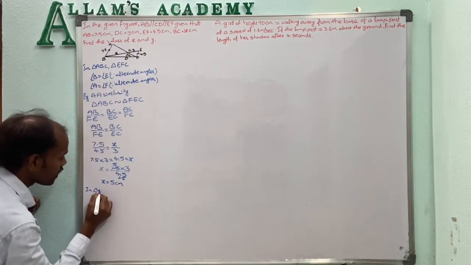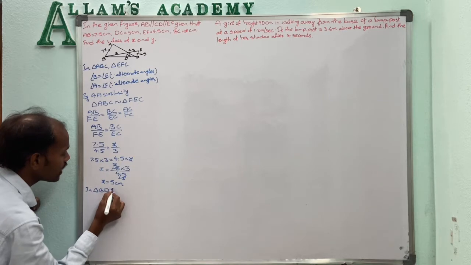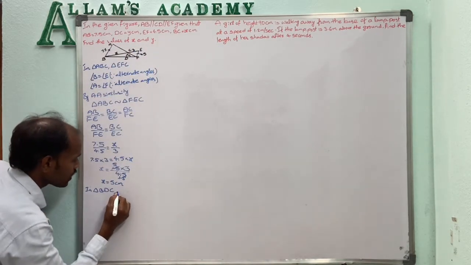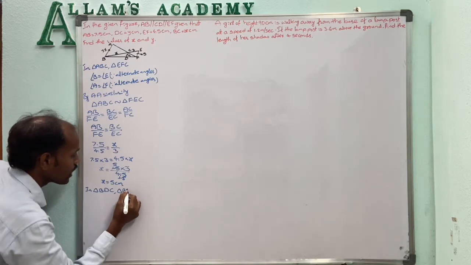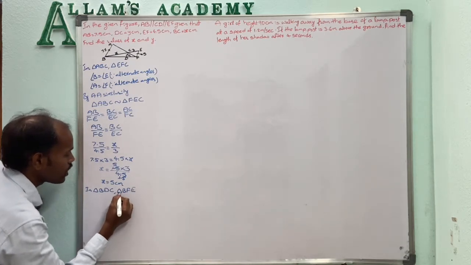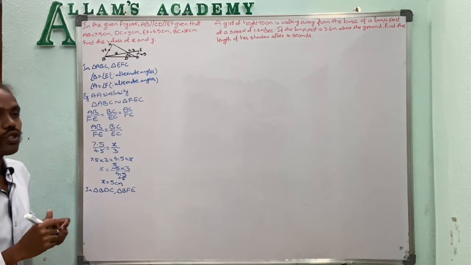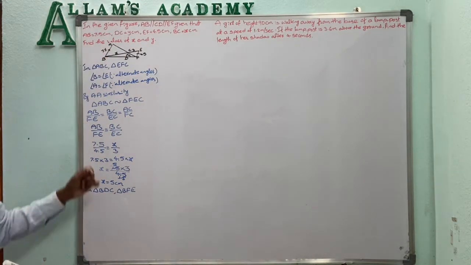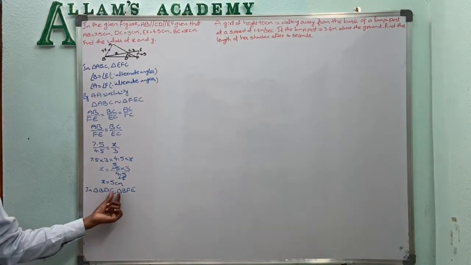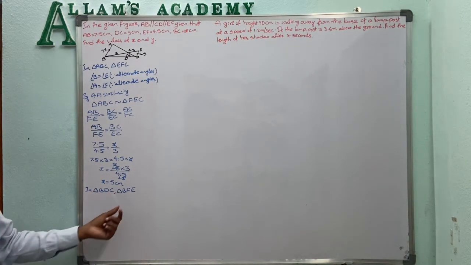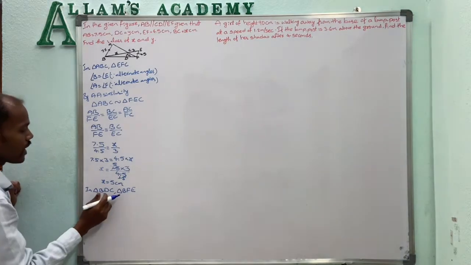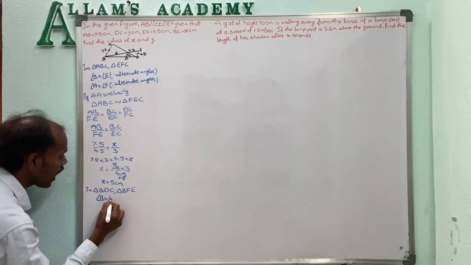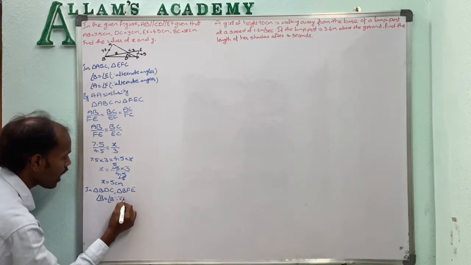Now for getting the y value, we take triangle BDC and triangle BFE. Observing these two triangles, angle B is the corresponding angle, because B is the common vertex, so angle B equals angle B, since it is a common angle.